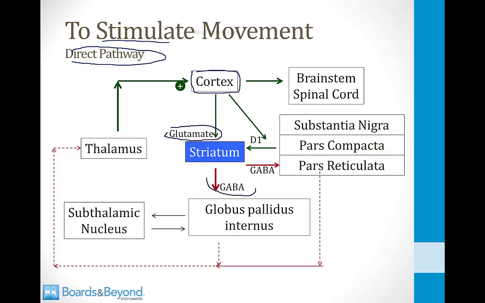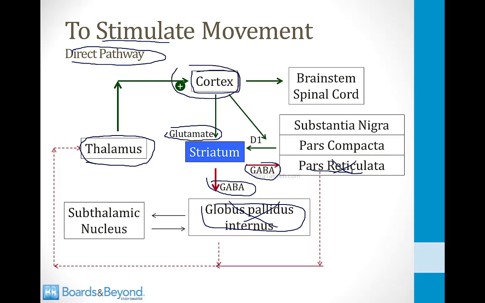The striatum will then dump GABA on two key structures. The first one is the pars reticulata of the substantia nigra, and the second one is the globus pallidus internus. And you may recall that these two structures are what inhibit the thalamus. Now, GABA is an inhibitory neurotransmitter, so when you dump an inhibitory neurotransmitter on these two structures, you decrease the activity of the globus pallidus internus and you decrease the activity of the pars reticulata. That means they stop holding back the thalamus and they free the thalamus to do what it wants to do, which is to activate the cortex, and then the cortex can activate the brainstem and spinal cord and create a movement.